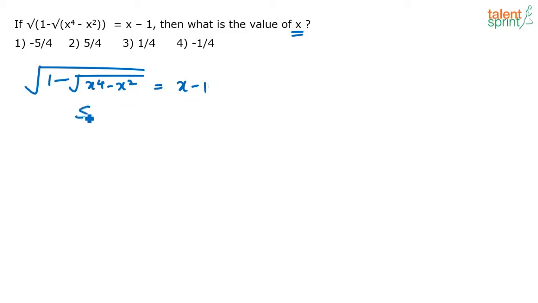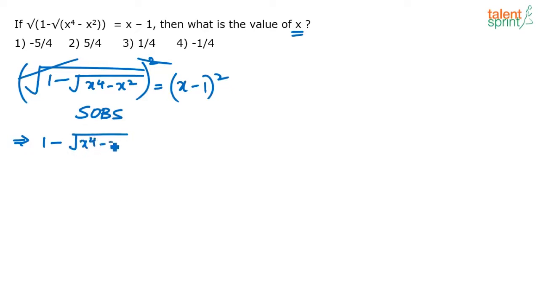Let's square it on both the sides, right? Squaring on both sides. And don't write SOBS in the exam, right? You won't be awarded extra marks for this. Directly square and simplify. So squaring on both the sides, what do we get? This square will cancel the root, right? So on the left hand side we will have 1 minus root over x power 4 minus x squared. On the right hand side we'll have x squared minus 2x plus 1, right? x squared minus 2x plus 1.